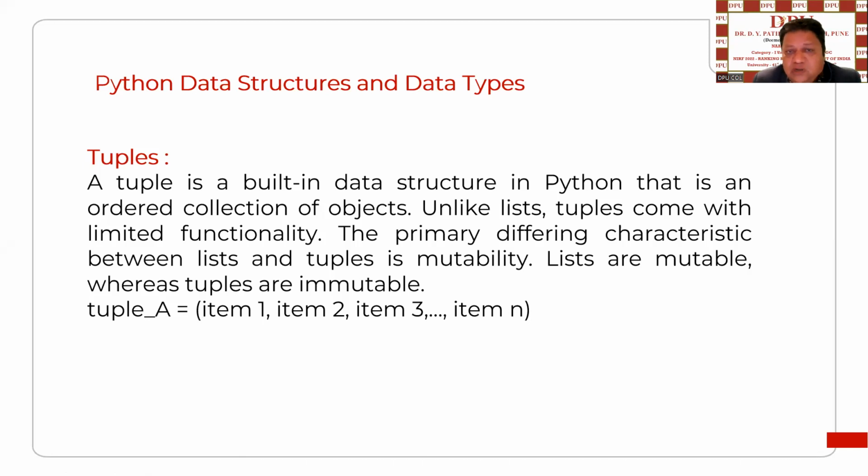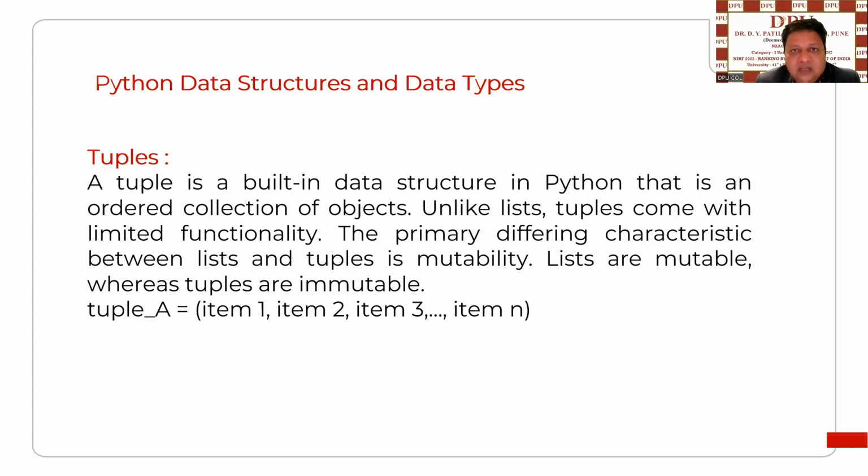And one more difference is that tuples are immutable. Means what? I can change the values of a list, I can edit the values of a list, but once the collection has been created, I cannot modify the content of a tuple. So this is the difference between list and tuple. Lists are mutable, tuples are immutable. Other than that, list and tuples are the same in working.